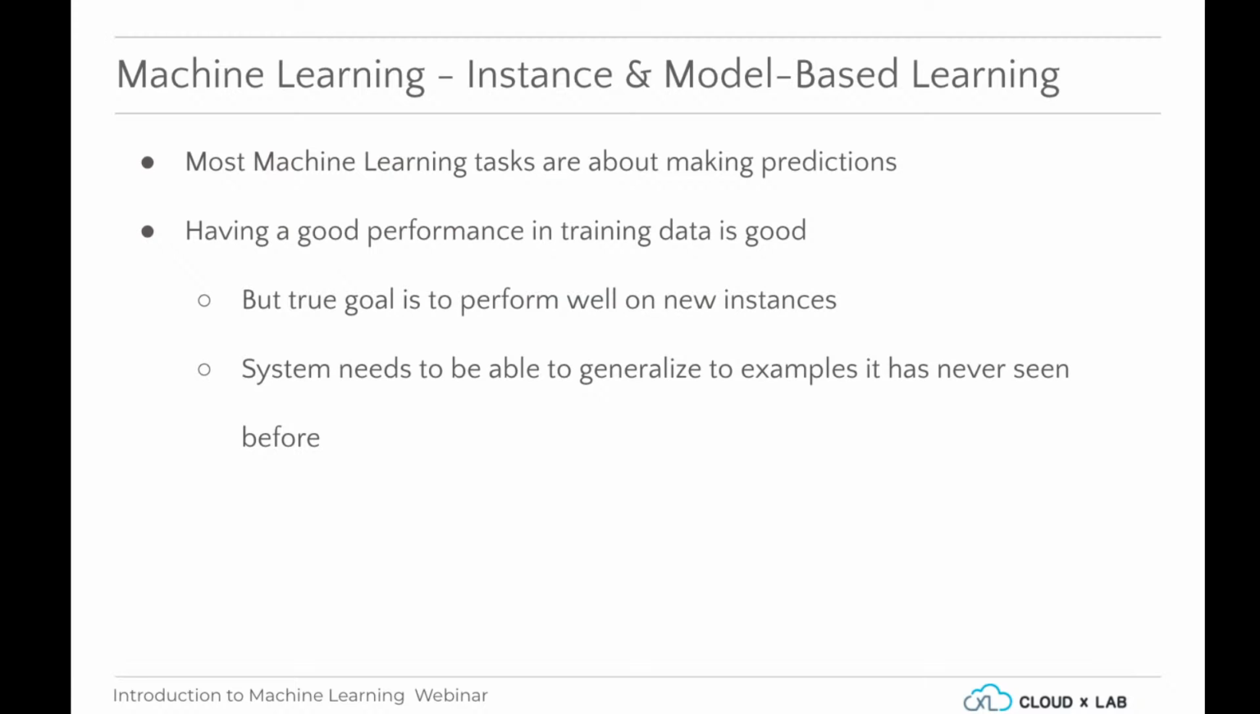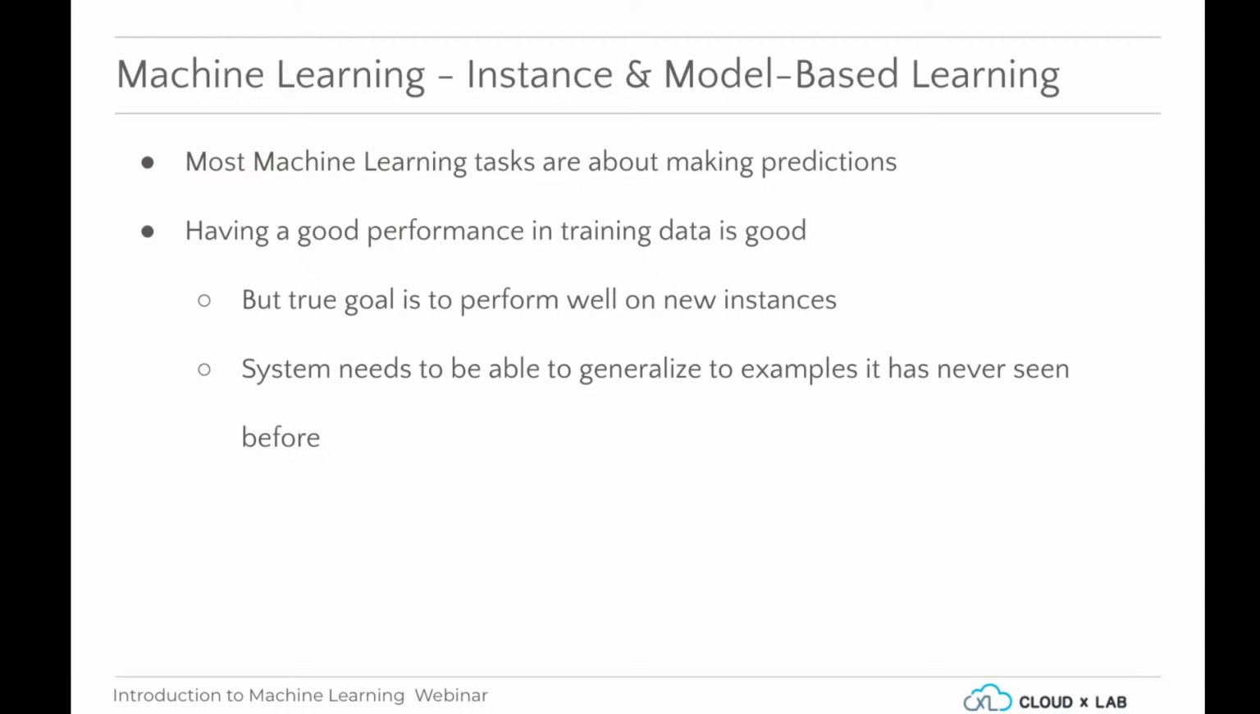Now let's talk about something else. It's called instance and model based learning. As we said before, the basic purpose of machine learning is to make predictions. You're given a lot of data, either supervised or unsupervised, and then you get a new piece of data, and you have to be able to make a prediction on that new data.